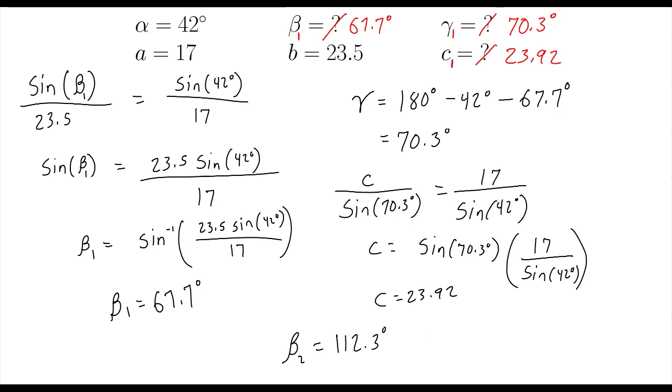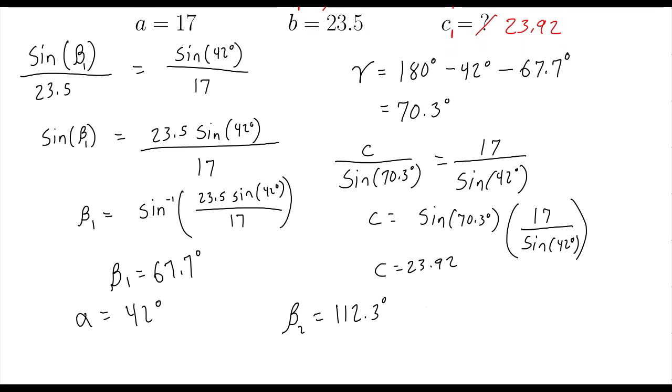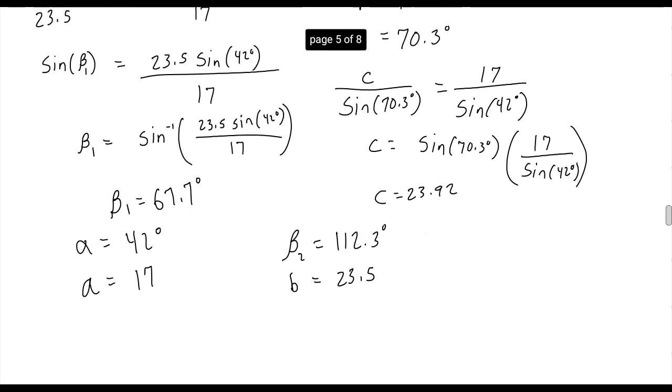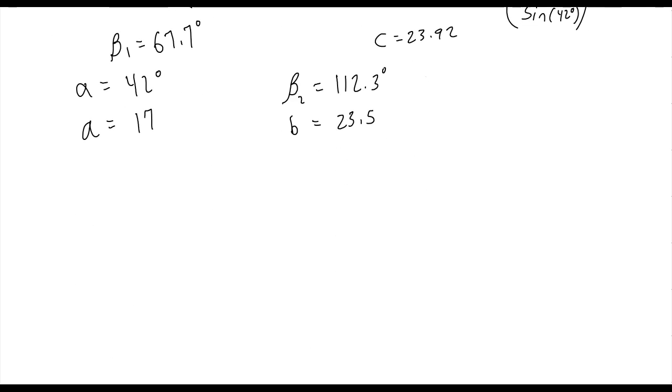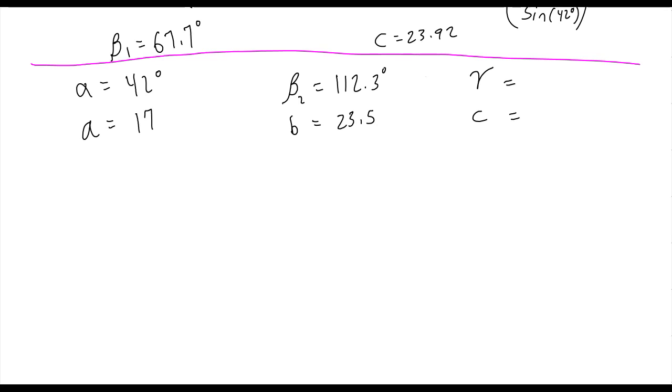Let me fill in the rest of this. So alpha is 42. A is 17. Beta is 112.3 degrees. B is 23.5. And now that's going to change what gamma could be and what C could be. So you see how this is a new problem. All right, so let's work it out.